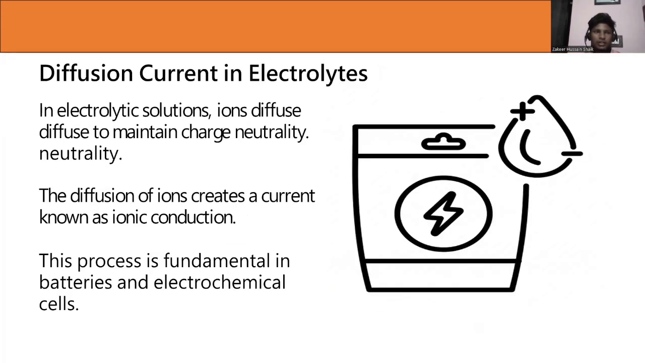Diffusion current in electrolytes. In electrolytic solutions, ions diffuse to maintain charge neutrality. The diffusion of ions creates a current known as ionic conduction. This process is fundamental in batteries and electrochemical cells.